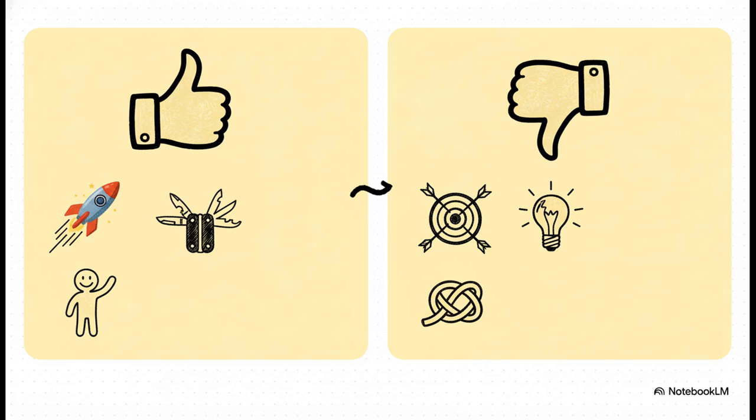But the cons are really critical to understand. It can lack the precision you need for really complex tasks, and it's very sensitive. I mean, sometimes changing a single word can totally alter the output. So think of it more like a creative brainstorming partner, not a high-stakes, super accurate fact-checker.